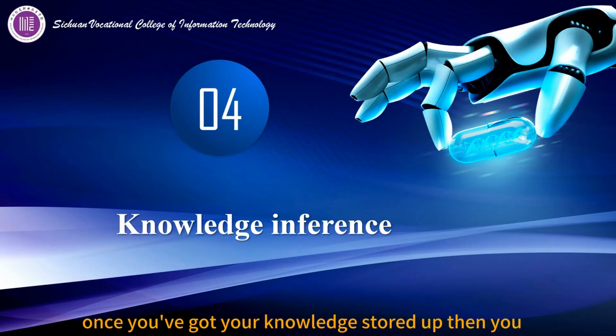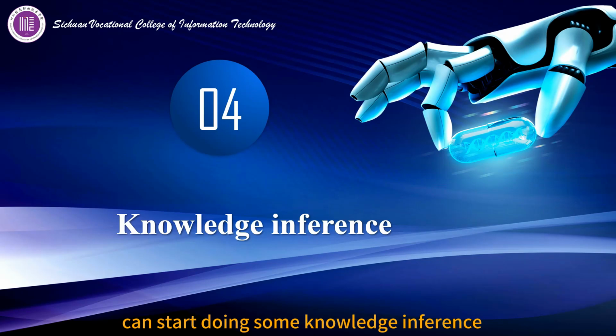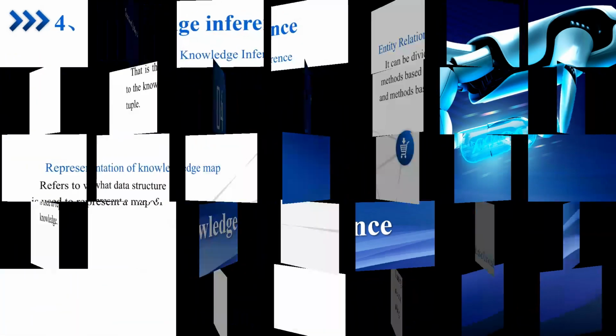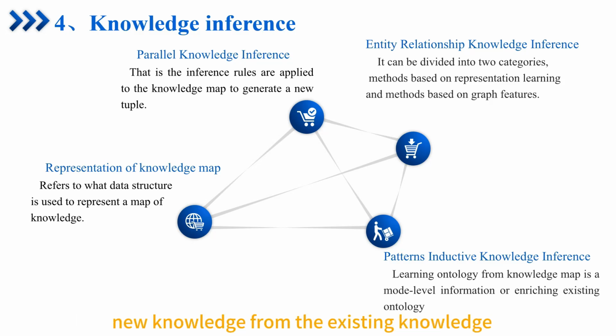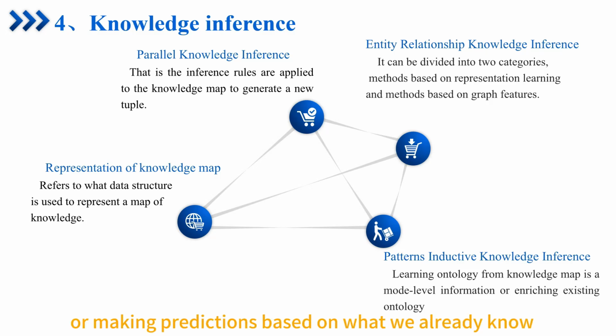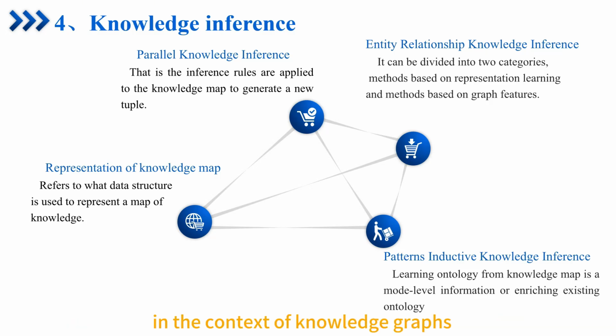Once you've got your knowledge stored up, then you can start doing some knowledge inference. Knowledge inference refers to the process of deriving new knowledge from the existing knowledge using logical reasoning, deduction, and induction. In other words, it involves drawing conclusions or making predictions based on what we already know. In the context of knowledge graphs and other knowledge representations, logical inference is used to discover implicit knowledge that is not explicitly stated in the graph.